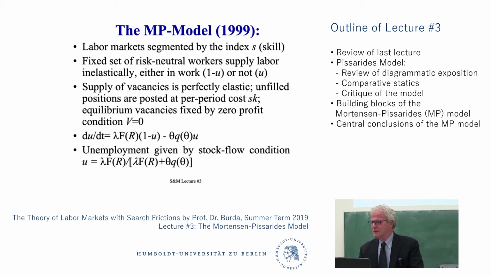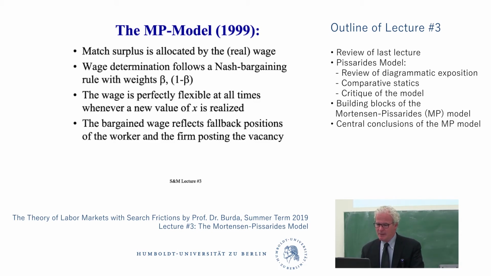Okay, so what is important to understanding what I just said? First, the match is allocated. You have match surplus. The real wage is the allocator. You don't have a marginal condition like you have in labor economics: marginal product equals wage, or marginal rate of substitution equals wage. In the MP model, the wage is an allocator of surplus and nothing more.